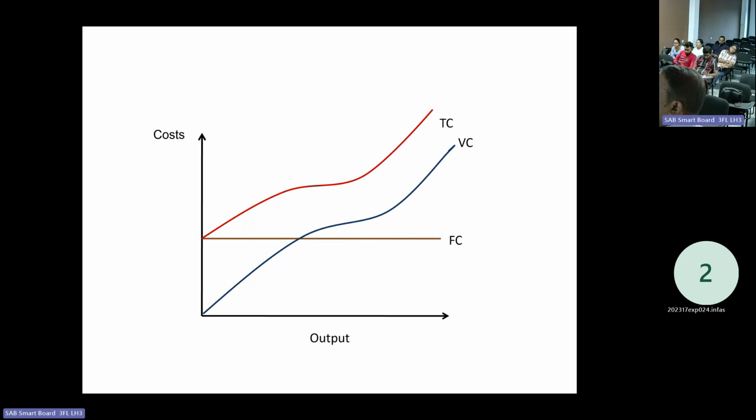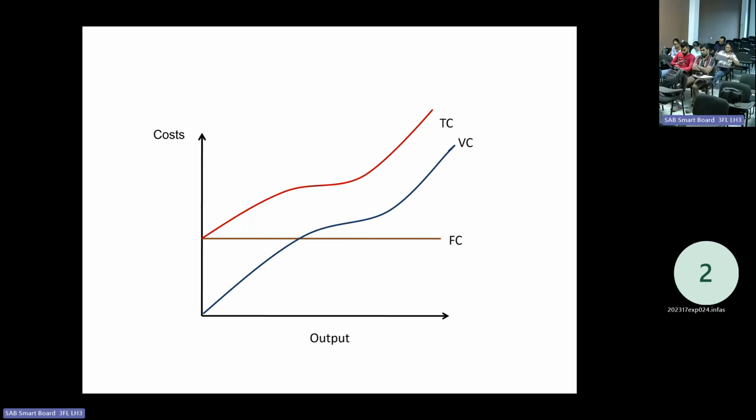But the variable cost starts from the origin, because if there is no production, there is no variable cost. When the output increases, variable cost also increases. At the initial level of output, variable cost increases at a faster rate, then somewhat constant, and again at higher output levels it increases at a faster rate. So the nature of this variable cost is an inverse S shape.